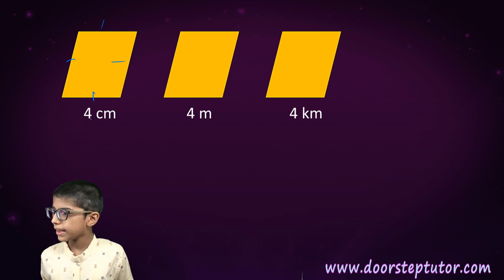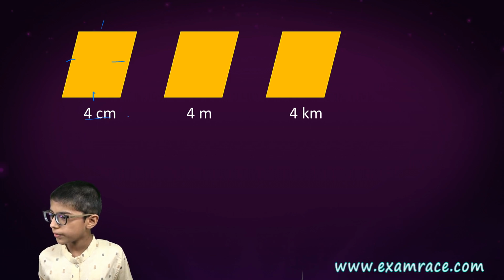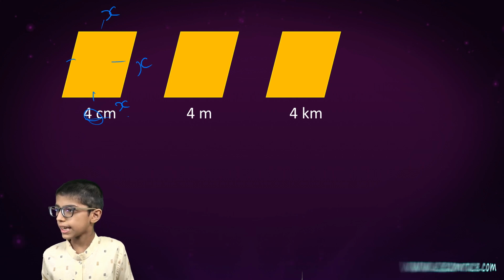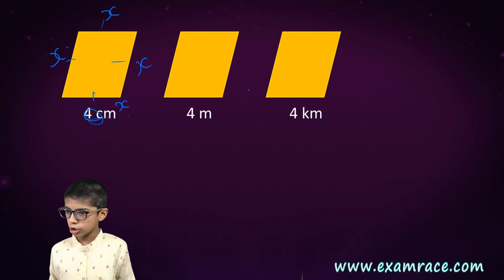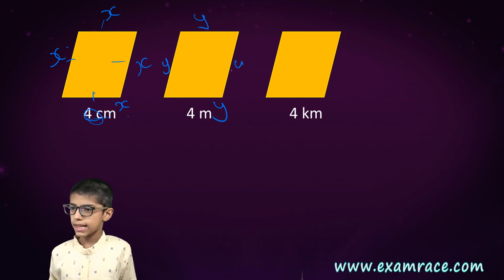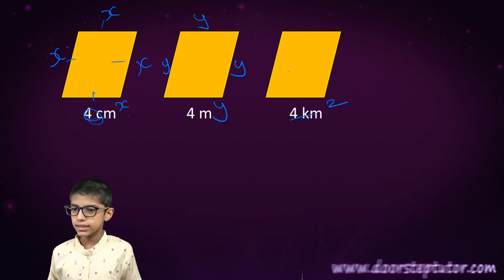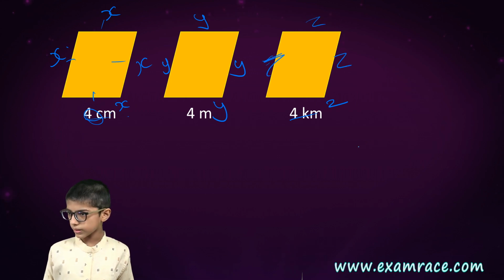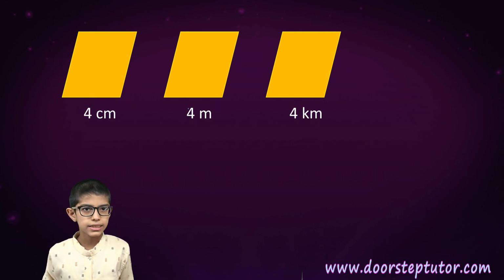If this side is 4 centimeter, we can take it as x. So, this side would be x, this side would also be x, and this side would also be x. Here, if it is y, then y, y, and y. Here we take it as z, then the same here, z, z, and z. As the symbol it is.